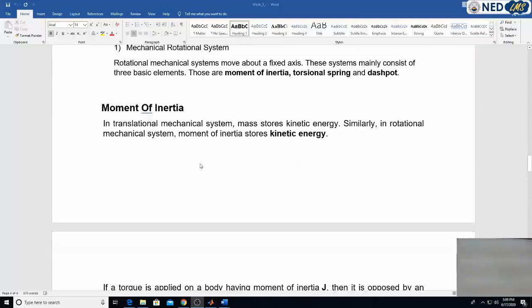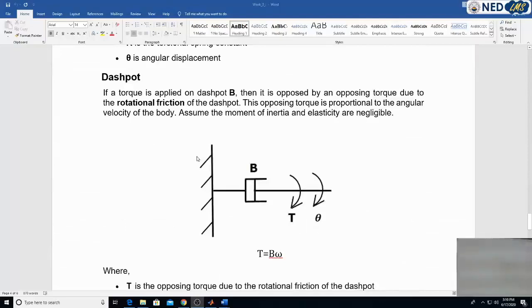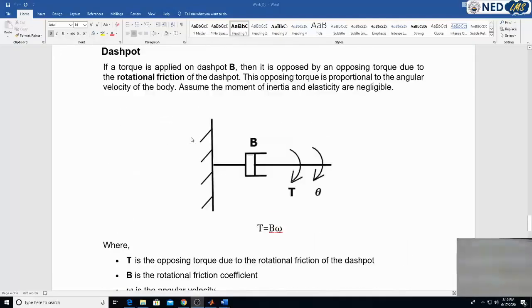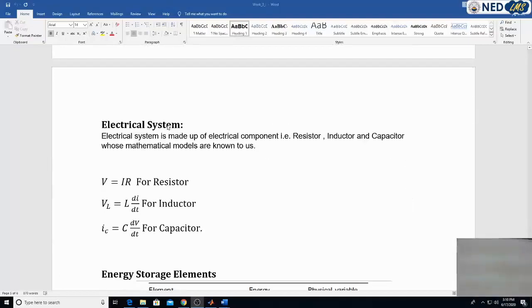Let's move towards the electrical system. Mathematically, in the rotational system, force F is replaced by the torque T, hence displacement X is replaced by the angular displacement theta, as we don't have any linear movement in a straight path, we have rotational movement. Velocity is replaced by the angular velocity, and acceleration is replaced by angular acceleration. So in the last, we will study the electrical system.